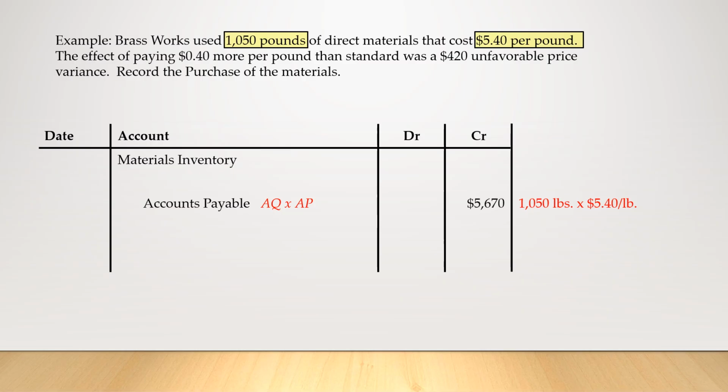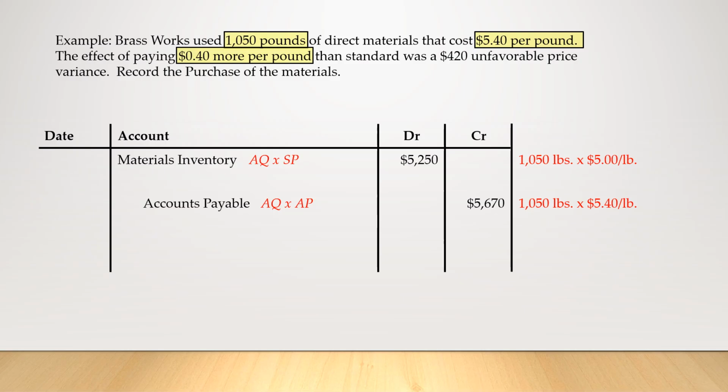Materials inventory receives a debit of the actual quantity times the standard price. The actual pounds of brass purchased is the actual pounds purchased, but we put this quantity in this account at its standard price, the price Brassworks should have paid for this amount of material. The actual price is 40 cents more than the standard price, so we multiply the 1,050 pounds by $5 per pound. This debit will be $5,250.